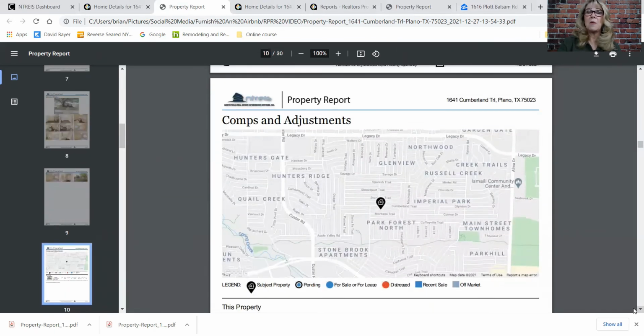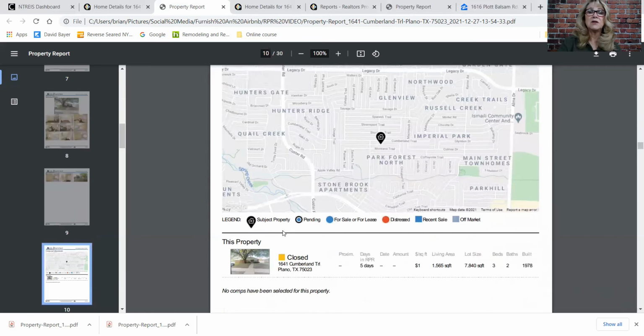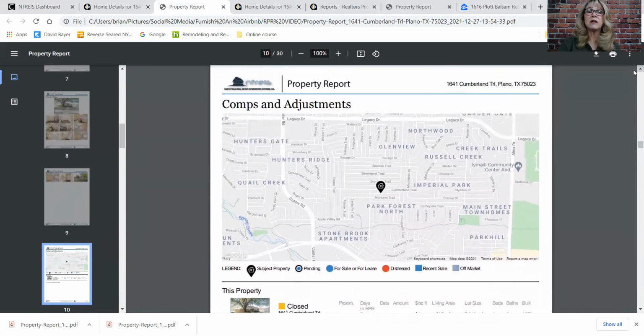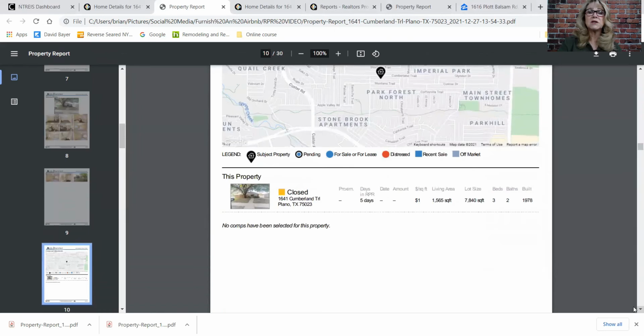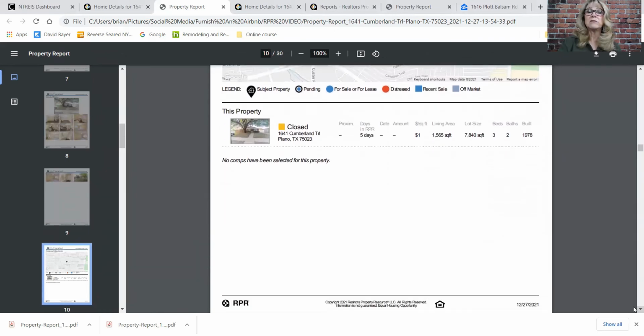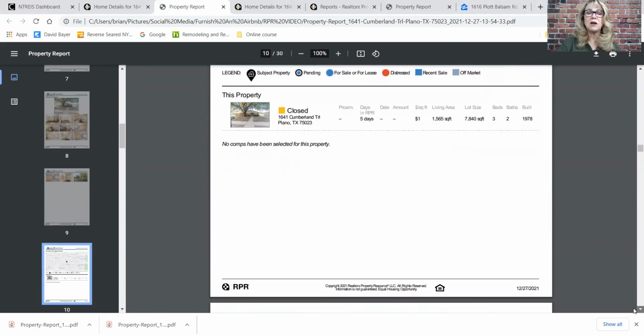Now here's a couple of reports that are going to be coming up. Comps and adjustments. This gives you the neighborhoods around there, the subdivisions, which is always helpful to know. And you can see in this one, here's the subject property. There's no pending and nothing sold, because there's probably no inventory over there. So there's really nothing here right now. This just goes back to, it sold in one day. You can see that they kind of mess with the numbers here, so that's not really accurate.